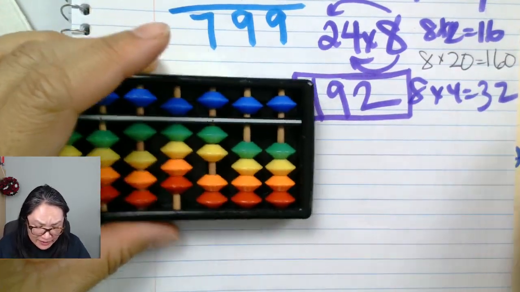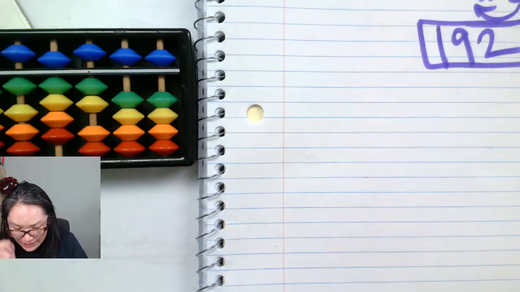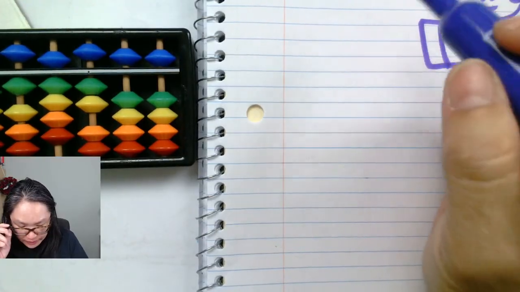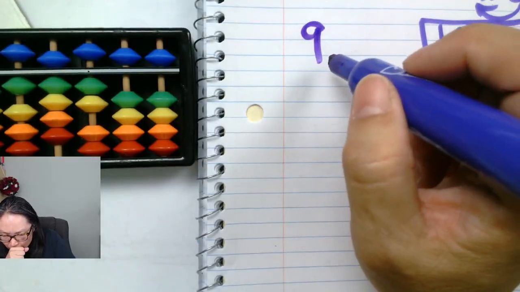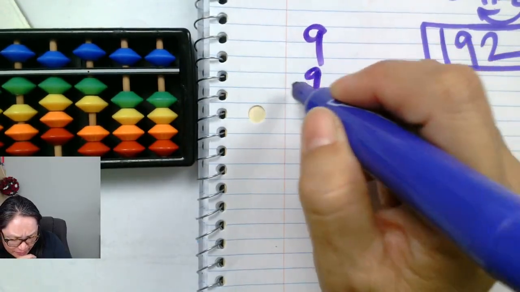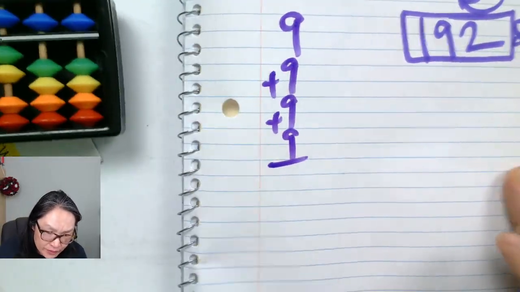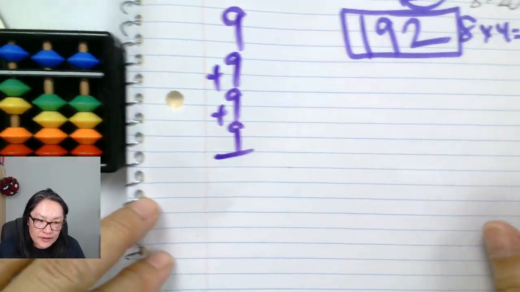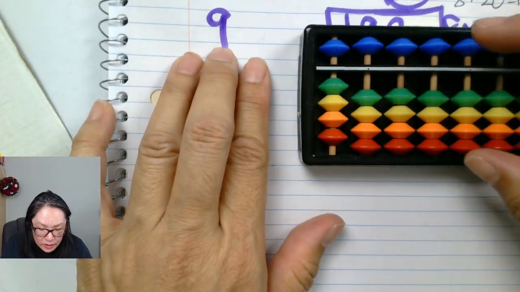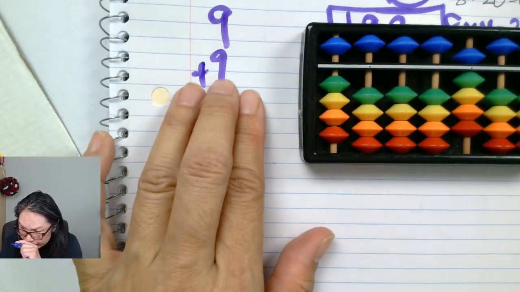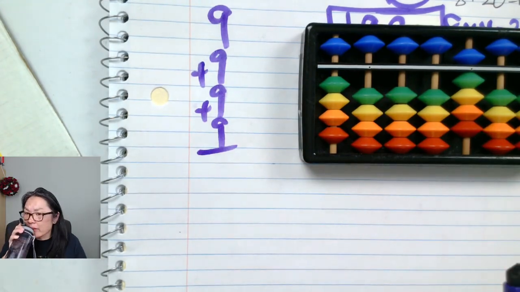To do that, we would have to do cumulative addition. So we do 9 plus 9 plus 9 plus 9. That is what we'd have to do. We would have to show how to do 9 plus 9. So we know that 9, and we add another 9. Yeah, that would be the only way.